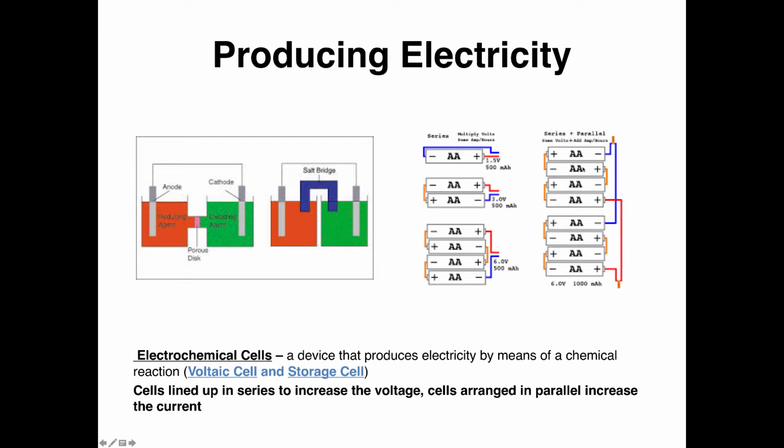Alternatively, you can line up batteries in parallel, or you can take two groups of batteries, where this group is in series and this group is in series, but the two groups are connected to each other in parallel. Each one of these is 6 volts and 500 milliamps. But when you put them in series or parallel like this, then you add the current together. So when you arrange cells in parallel, you increase the current.